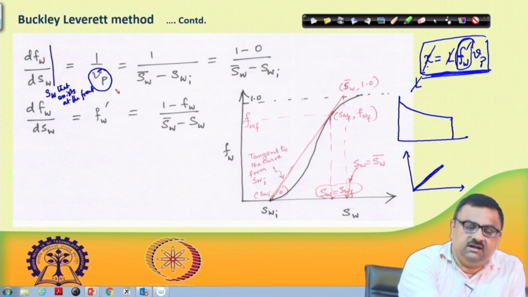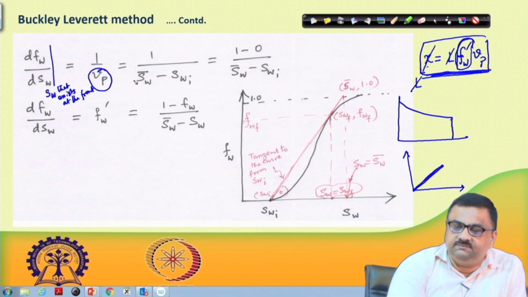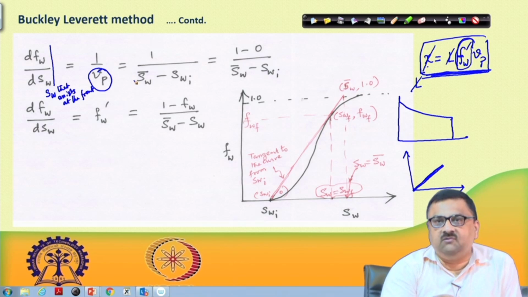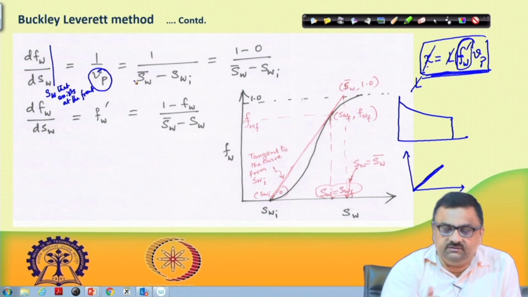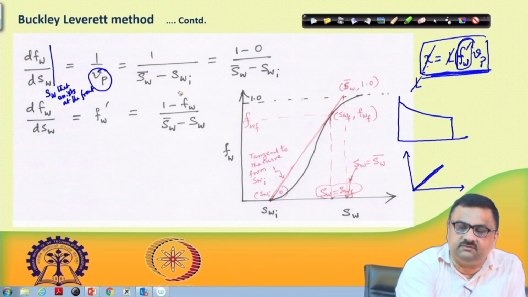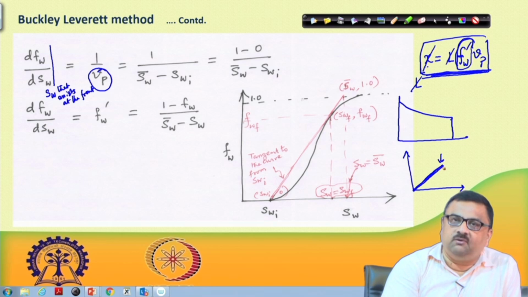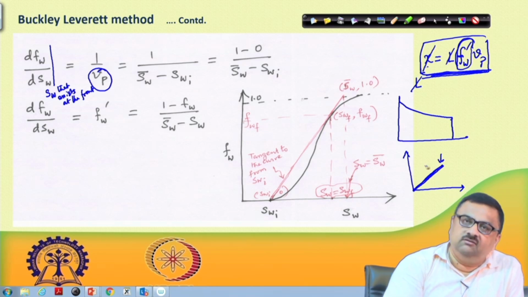Beyond this point, Vp would be greater than SW bar minus SWI, because SW bar minus SWI represents the amount of oil that is pushed out of the system. SW bar is the average saturation, SWI is the initial water saturation. So, this difference arose because some oil has been pushed out of the system. This difference is the total oil produced, and since we are talking about the end point of this linear regime, we can assume till this point the amount of water injected is equal to oil produced.